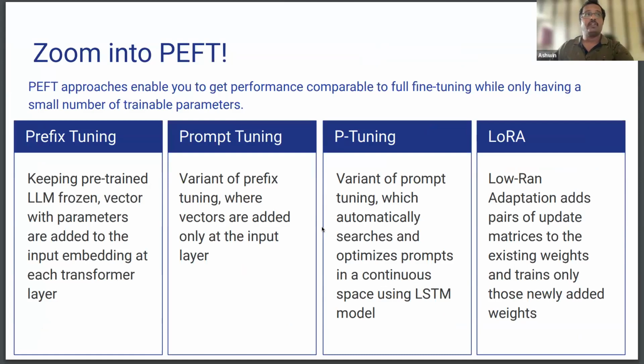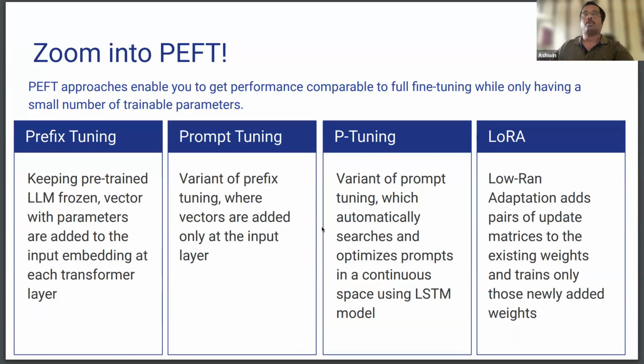So you have a vector that has parameters added to the input embedding at each transformer layer. So this is assuming that your model uses transformers. So you have these parameters added to the embedding. So the embeddings are nothing but your conversion of the data sets into tokens, for example, which the model understands. And then these parameters are added to multiple transformation layers, however many transformation layers the model has. So you do this at each layer. So this is prefix tuning. And this is more complex than the other ones that you see on the right, because you do it at every layer.